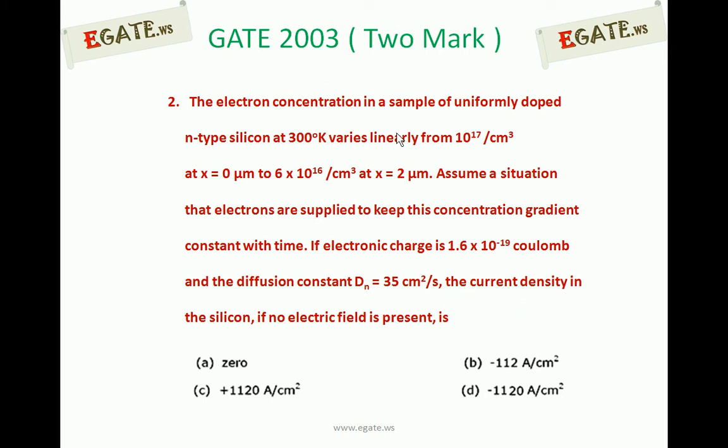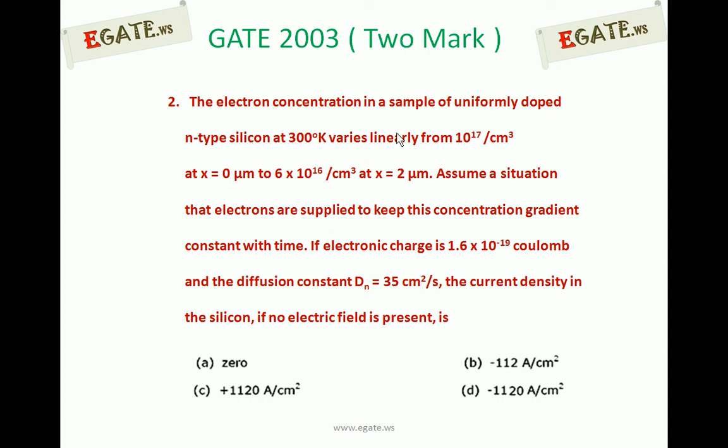The electron concentration in a sample of uniformly doped N-type silicon at room temperature varies linearly from 10 power 17 per centimeter cube at x equal to 0 to 6 into 10 power 16 per centimeter cube at x equal to 2 micrometers. Assume a situation that electrons are supplied to keep this concentration gradient constant with time.